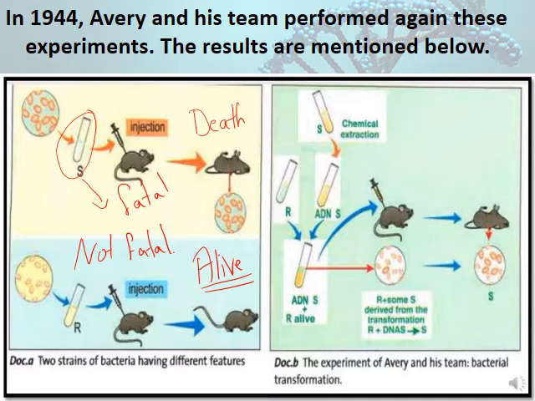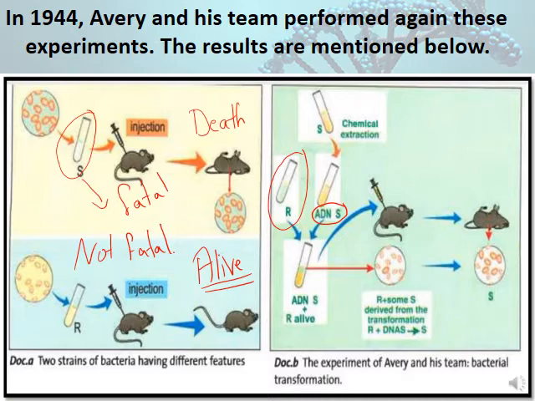Whereas in document B, the experiment of Avery and his team, the bacterial transformation. So what did they do? After the injection of the DNA of the type S, and the alive strain R, which is the non-fatal one. Okay, we inject the DNA of the S strain with the alive strain of R into the mouse. Okay, what happens? They die.